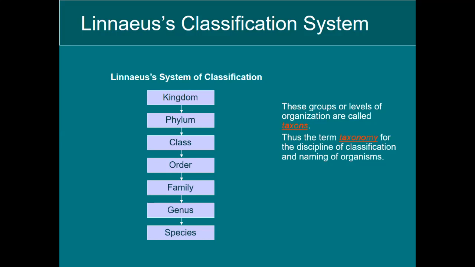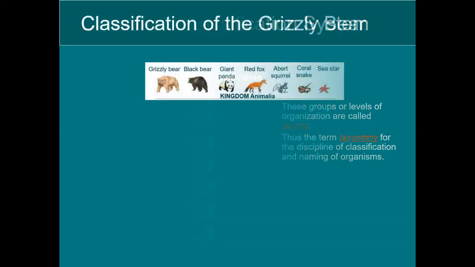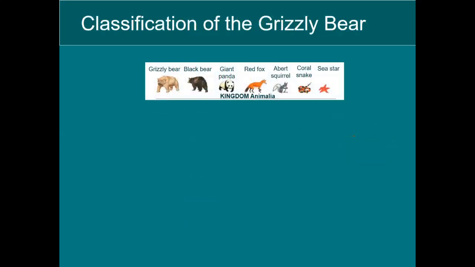So let's see how those levels relate to each other. We'll give you an example with a couple of species. If we start here, you'll see that we're in the kingdom Animalia. This includes everything from the grizzly bear to the sea star, so there's a lot of diversity within the animal kingdom. As we go down the taxonomic hierarchy, we become more specific. As we get more specific, you start dropping out some of the species that are less closely related. So the further down the hierarchy you are, the more closely related they are.